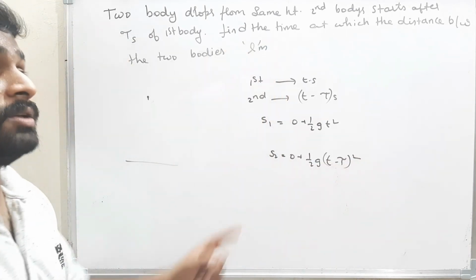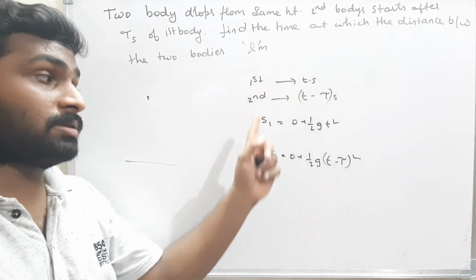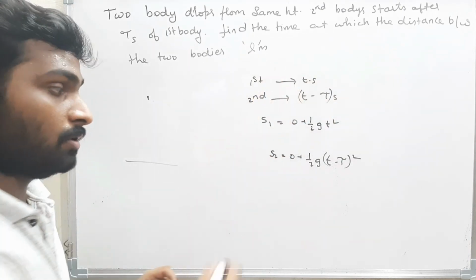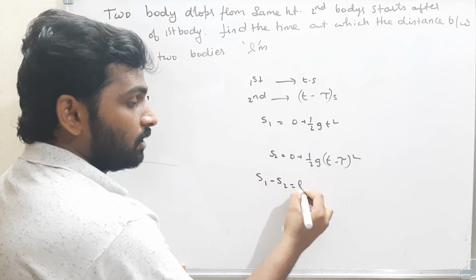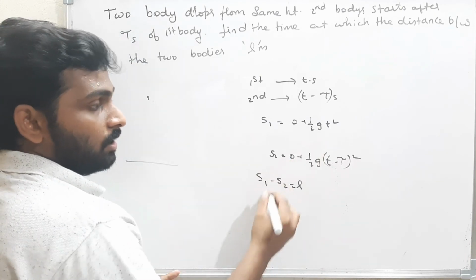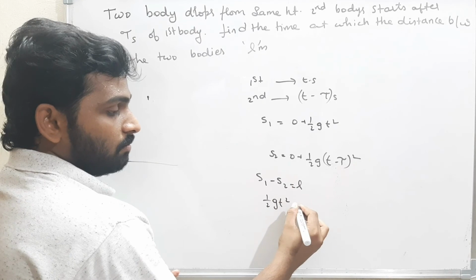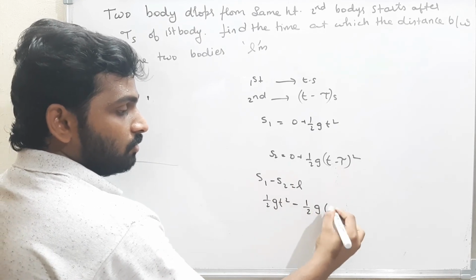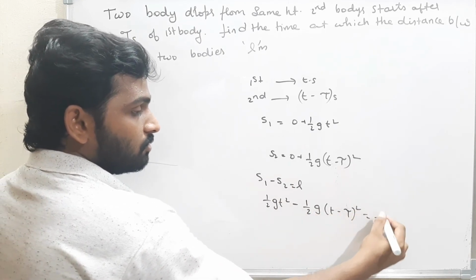At what time will the distance between them be L meters? That means s1 minus s2 will be L. Therefore, s1 minus s2 is equal to L. Therefore, half g t square minus half g into (t minus tau) whole square is equal to L.